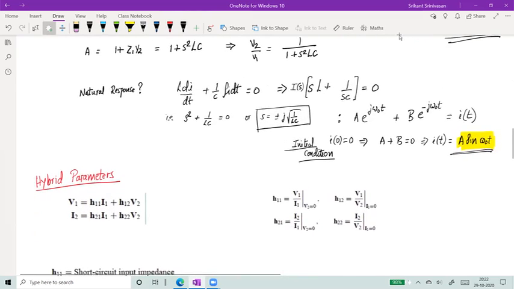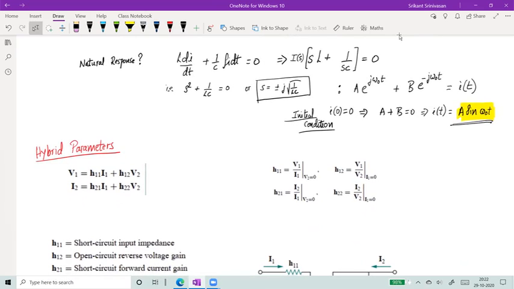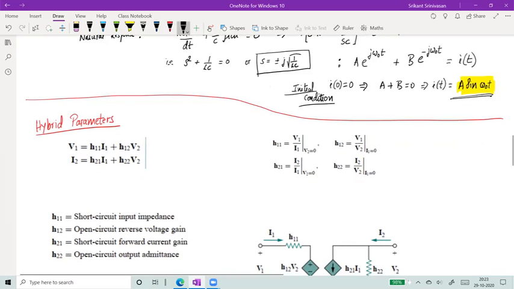Now, one last set of parameters that we have not discussed is the hybrid parameters, and that is there in your homework assignment. So the hybrid parameters are defined by this equation.